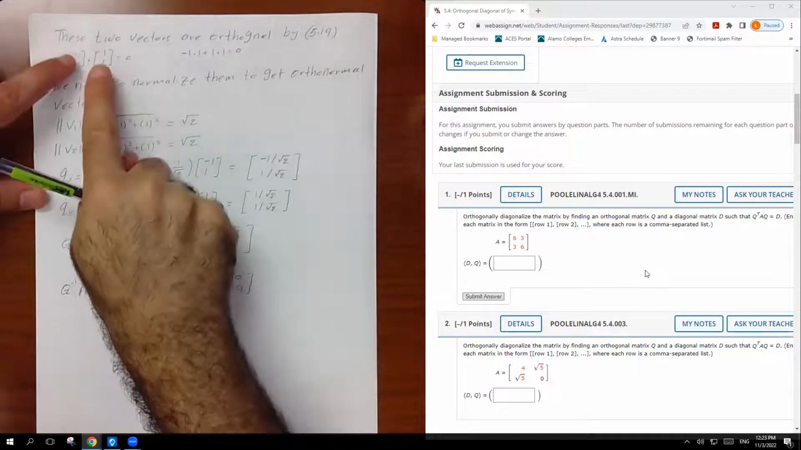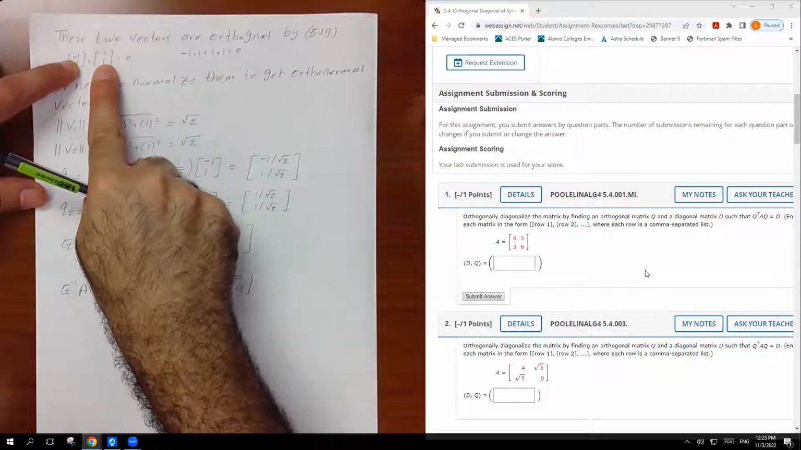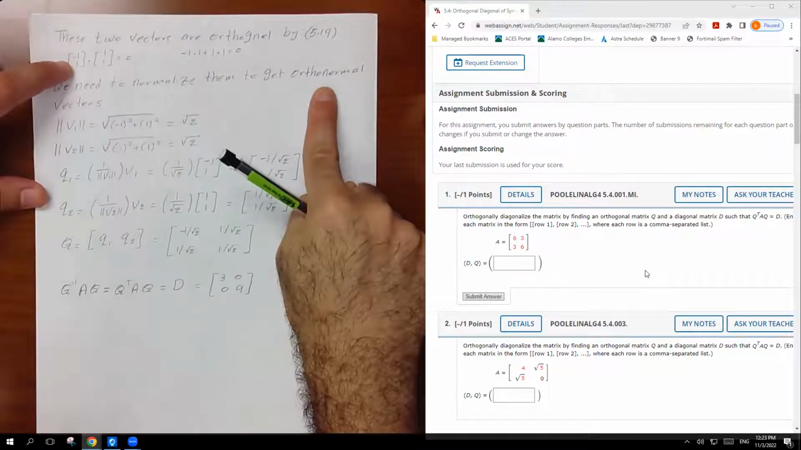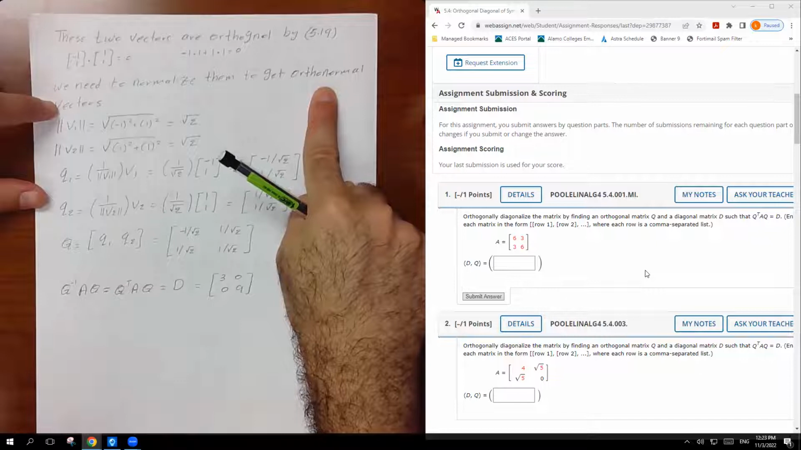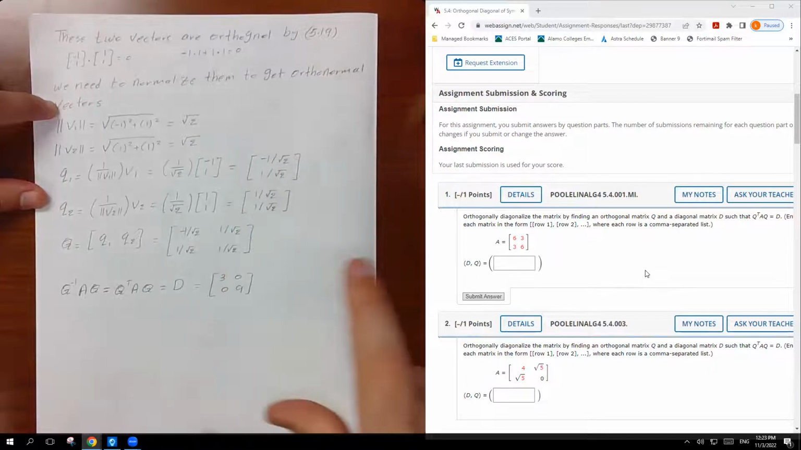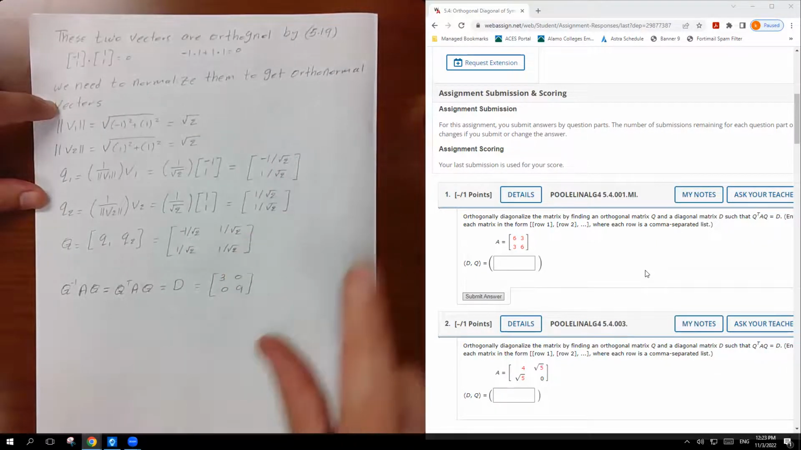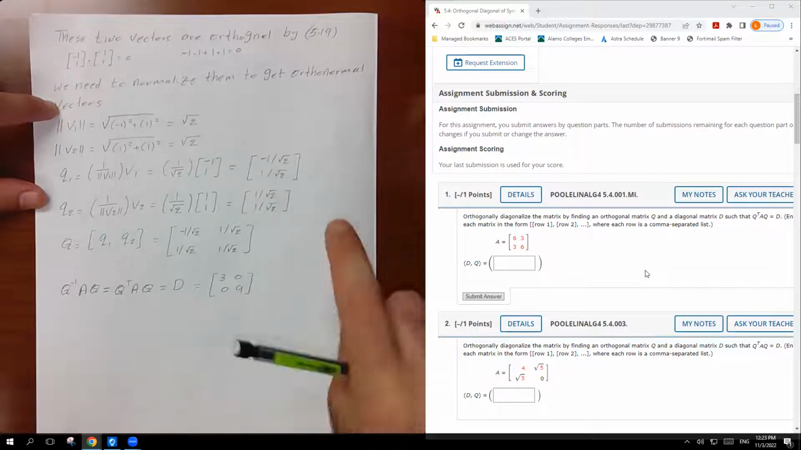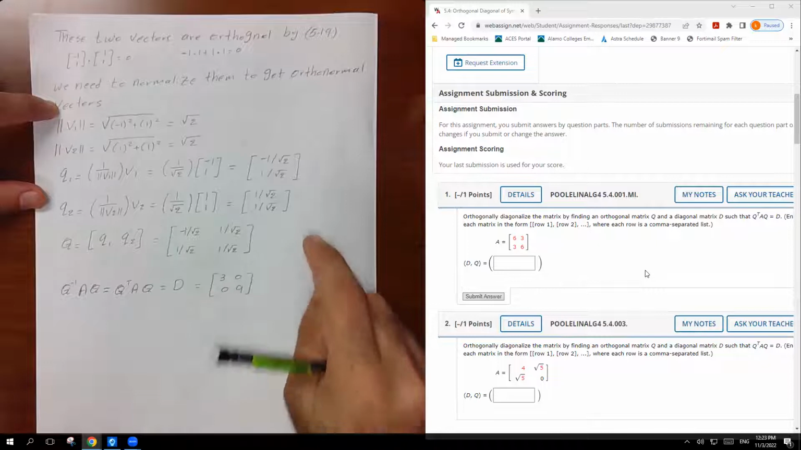We need to normalize these two vectors. How are we going to normalize these two vectors? So we can get orthonormal vectors, because the columns for the Q matrix are orthonormal. That means orthogonal, and the length of each column equals 1.